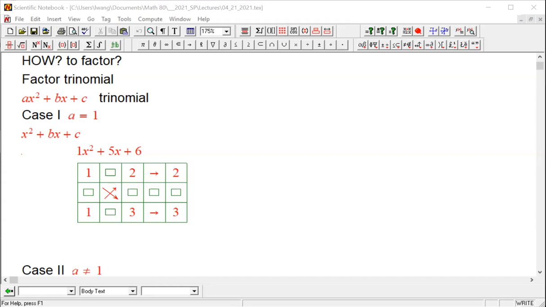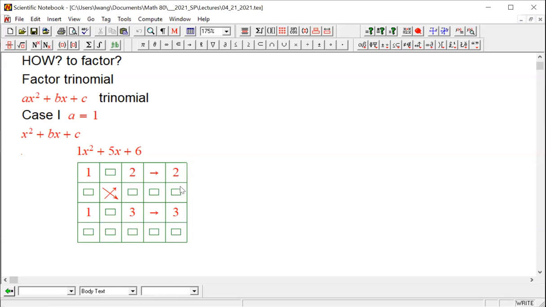Next, I'm going to have another row. This other row is going to be adding these two numbers. When we add these two numbers, we have 2 plus 3, that equals 5. The goal of this game is to match the 5, positive 5, along with the sign. So we have a perfect match. 5 matches the positive 5 right here.